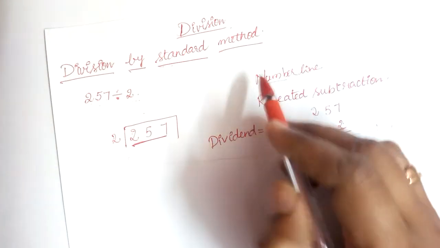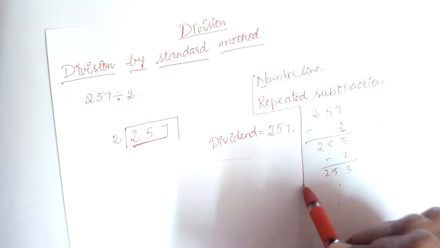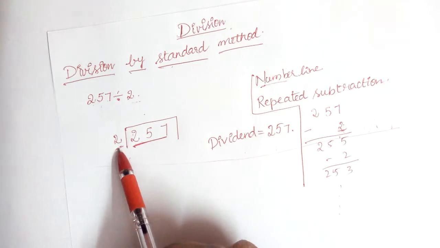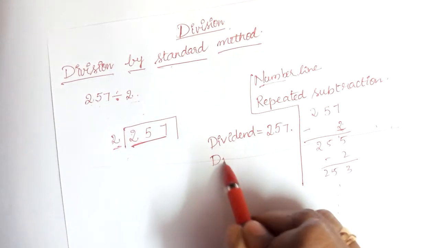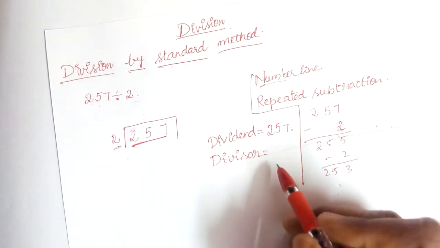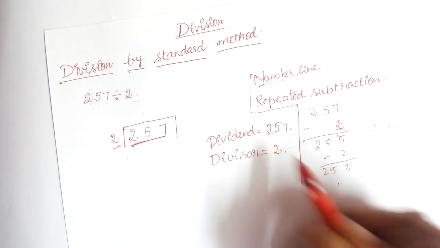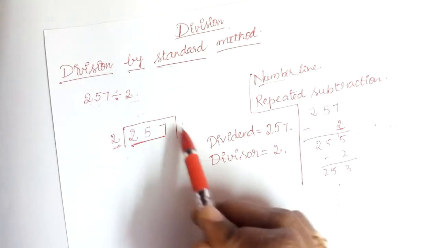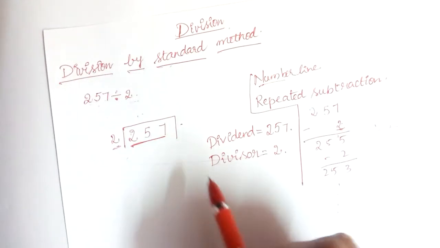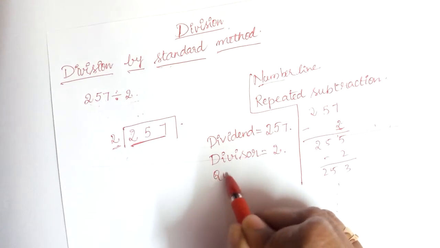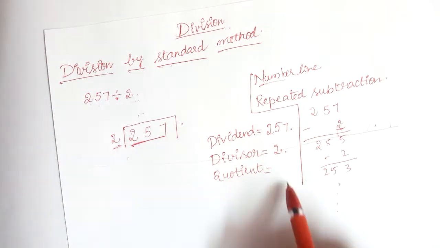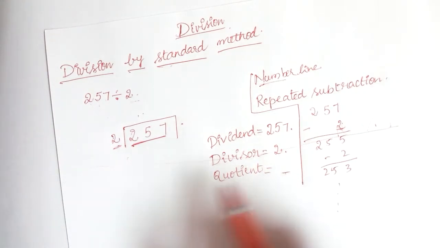257, and the number which we are dividing with, we are dividing by 2, so this is called divisor, that is 2. And the answer we get, that is called quotient. We'll find out quotient now.